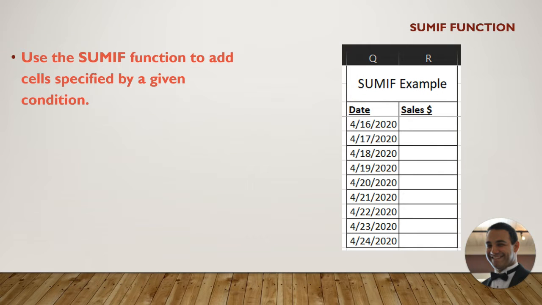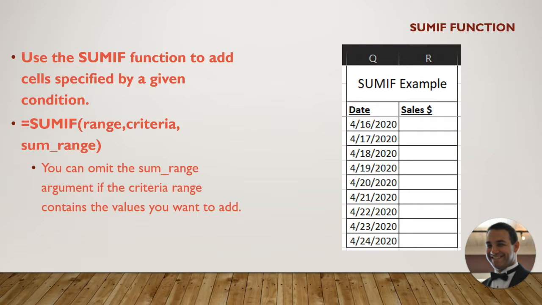Next up, building on the sum function we learned last time, is the SUMIF function. We use the SUMIF function to add cells specified by a given condition. The syntax is equals SUMIF, range, criteria, sum range. You can omit the sum range argument if the criteria range contains the values you want to add.